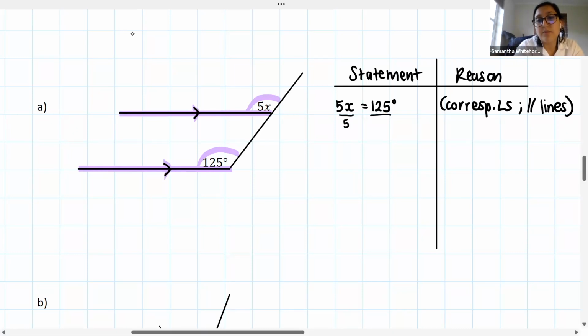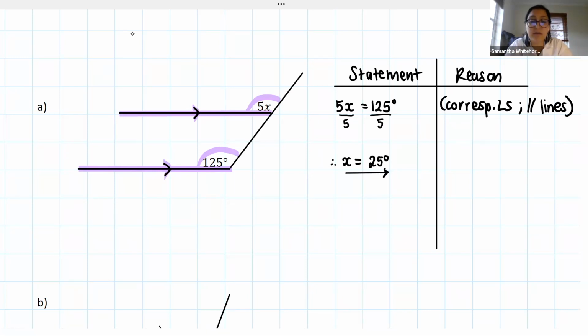We're just going to divide both sides by 5 because I want x alone. And so x is equal to 125 divided by 5, which is 25 degrees. And so x is 25 degrees. Nothing too complex there. We just give our statement, give our reason, and if we need to solve, we solve. Alrighty. So let's take a screenshot of this. Then we're going to move on to question B.